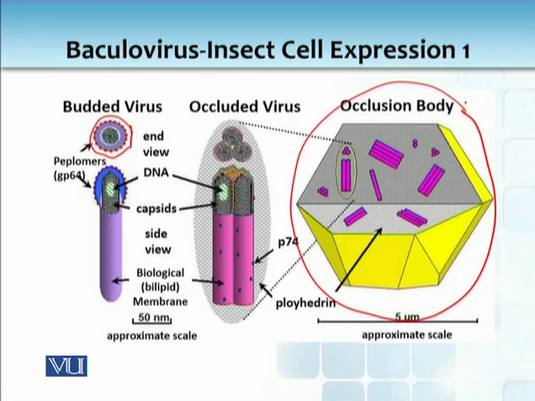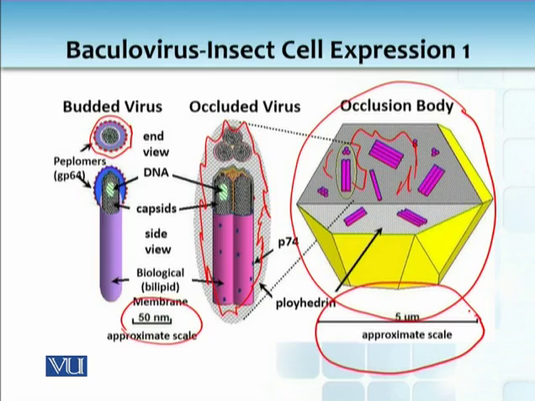Why are we interested in that? Because ultimately they make these sort of occlusions in which you have a lot of viruses, and they are secreting this. You see this gray area around? So this whole gray area is basically a polyhedron mesh which is released by these viruses. Just look at the size difference. This is 50 nanometers and this is 5 microns.